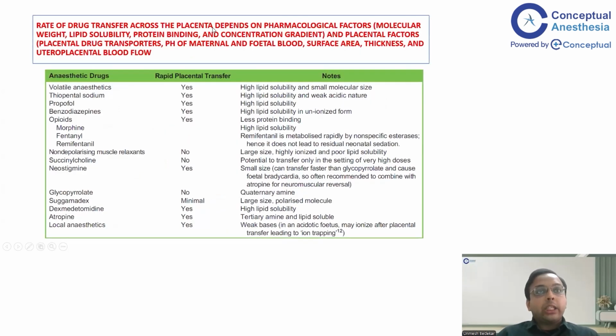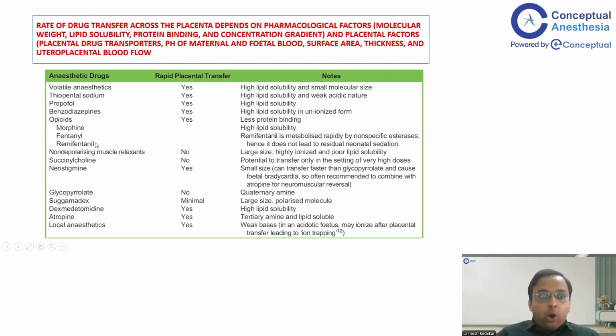So the rate of drug transfer across the placenta depends on pharmacological factors, that is molecular weight, lipid solubility, protein binding, and concentration gradient. And the placental factors involved in the conduction of this are placental drug transporters, the pH of maternal and fetal blood, surface area involved, thickness, and uteroplacental blood flow.